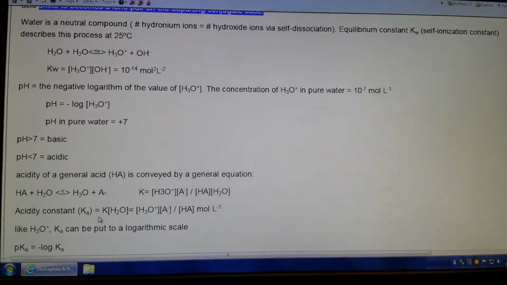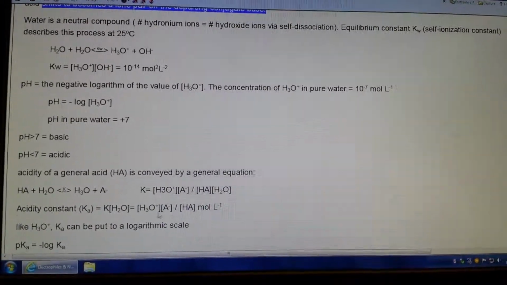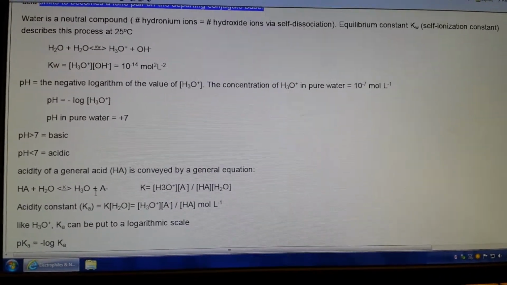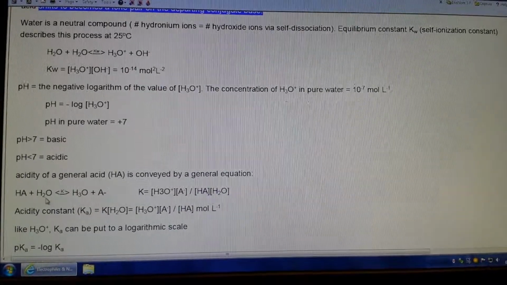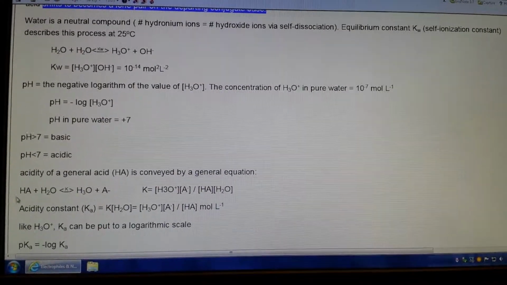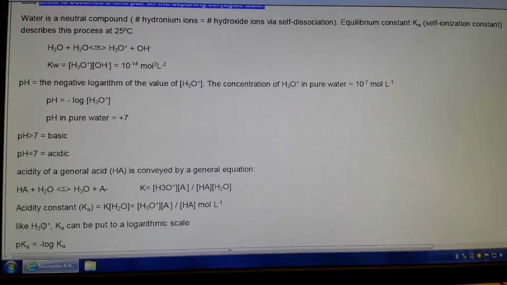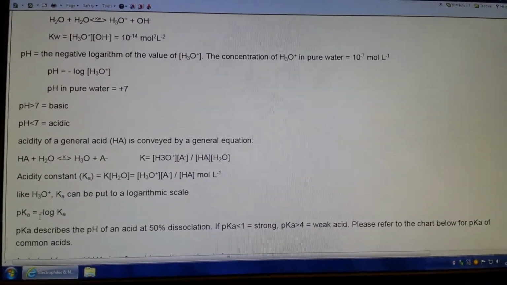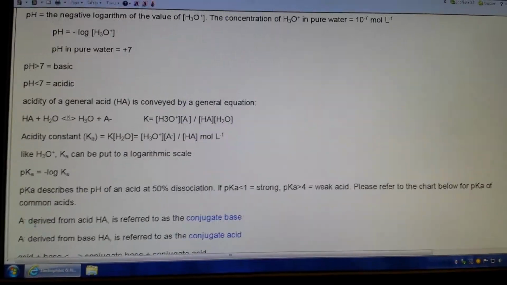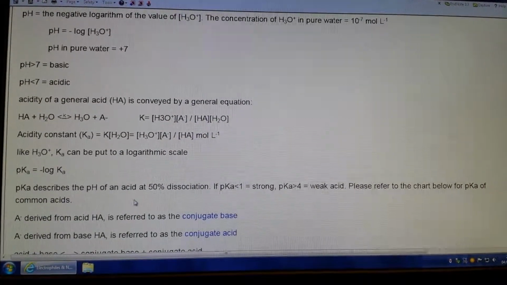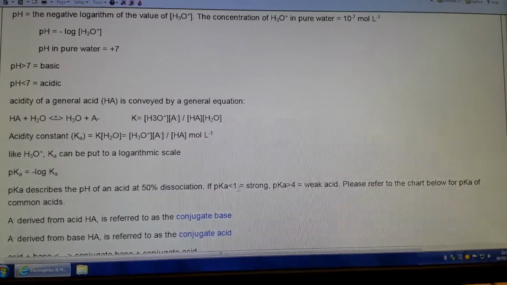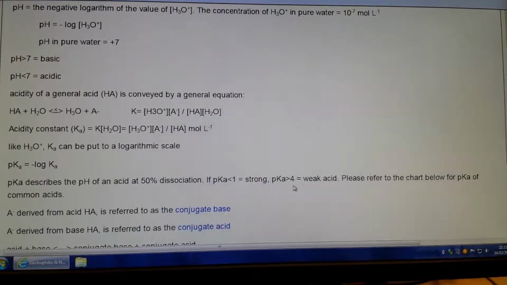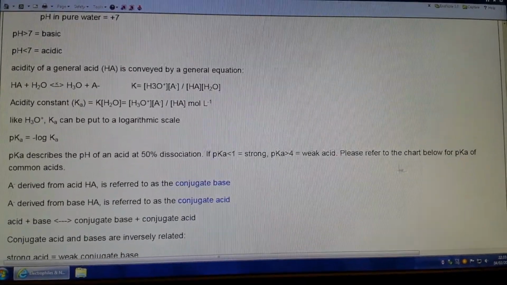So the acidity constant Ka equals K times H2O, which equals H3O+ times A- divided by HA, in mole per liter. Like H3O+, this can be put on a logarithmic scale: pK equals minus log Ka. pK describes the pH of an acid at 50% dissociation. If pKa is less than 1, the acid is strong; if pKa is greater than 4, it is a weak acid. Please refer to the chart below.